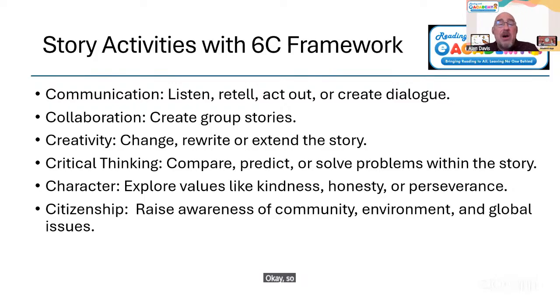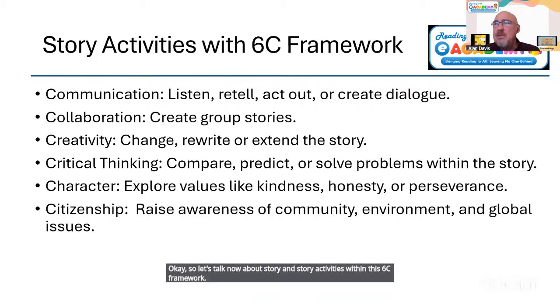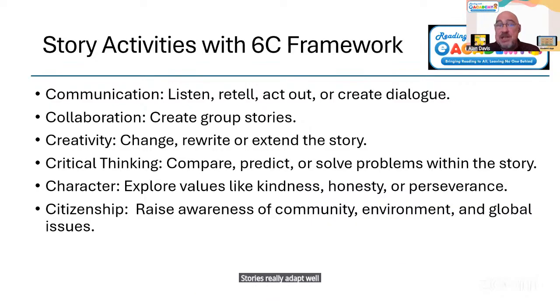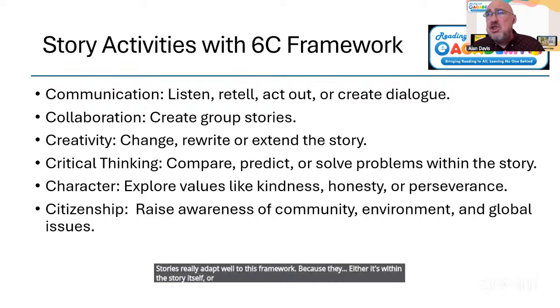Okay, so let's talk now about story and story activities within this 6C framework. Stories really adapt well to this framework because either it's within the story itself or you can add something to the story experience to get students really involved in the class.